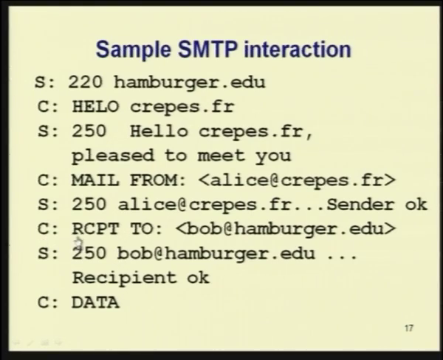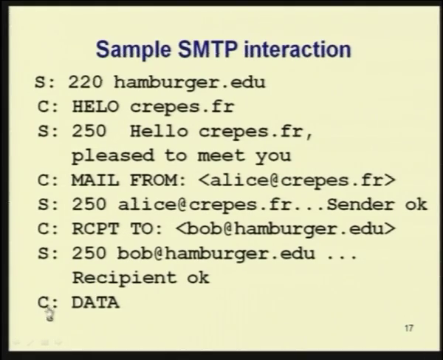Then the client says recipient to and indicates the person to whom the mail has to be sent. So it says Bob at hamburger.edu. Now the server says 250 Bob at hamburger.edu, recipient is OK, which means the recipient exists and it's willing to receive the message for this particular user.